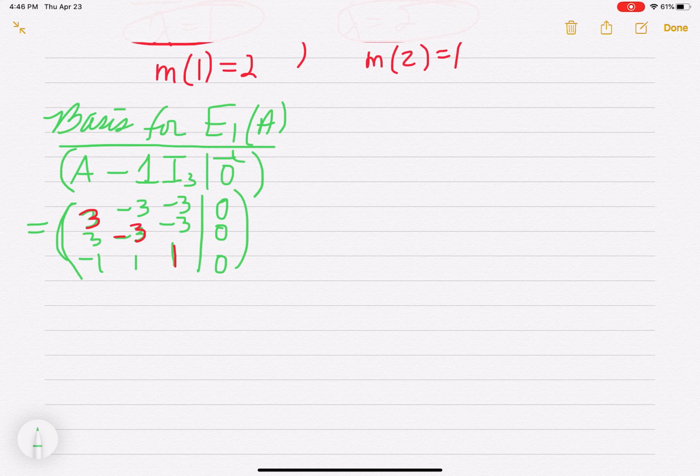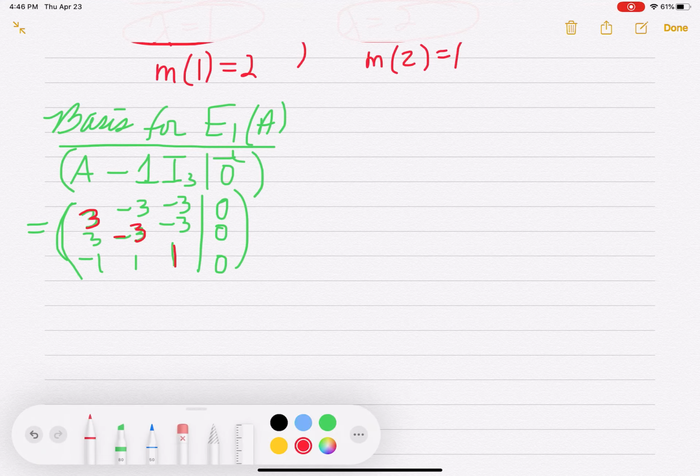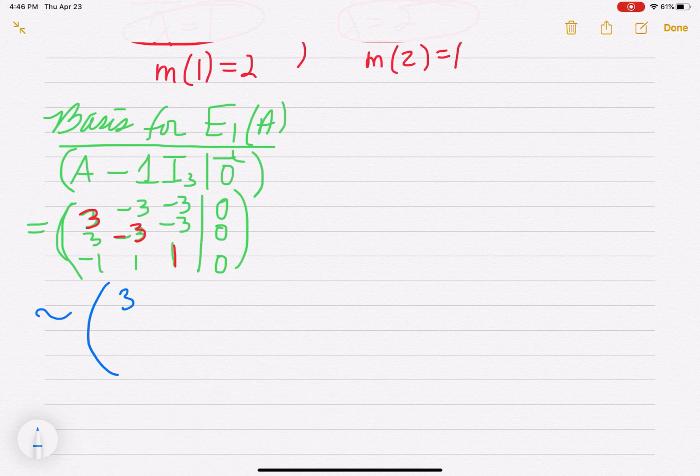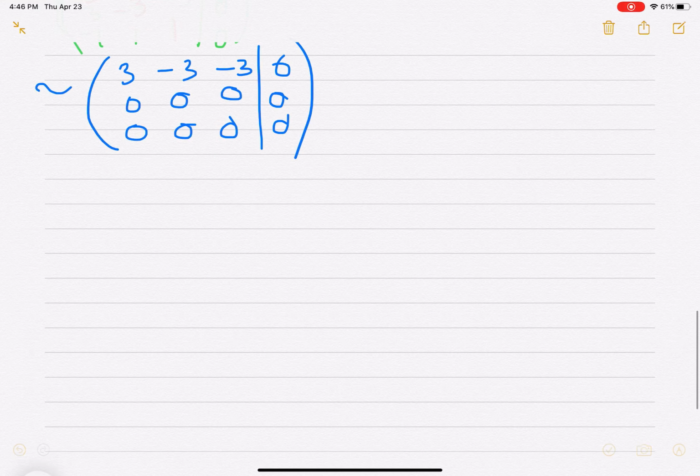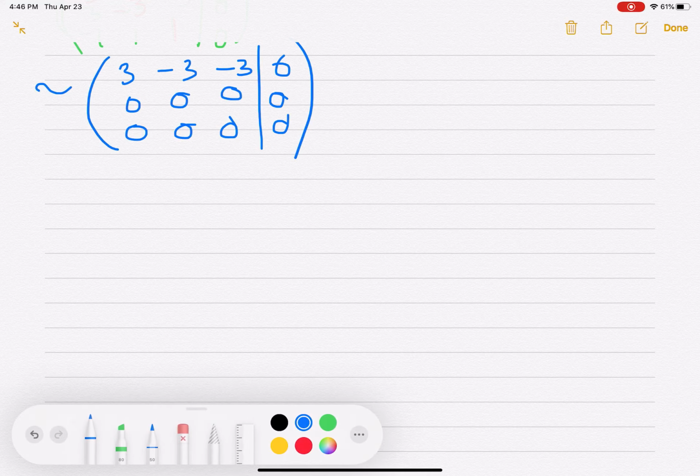You multiply row 1 by negative 1 and add it to row 2, and it cancels out row 2. You get zeros. And you multiply row 3 by 3 and add row 3 to that, and you get all zeros there. So this is going to end up being row reducible to 3, negative 3, negative 3, 0, 0, 0, 0, 0, 0, and then you got zeros down the right-hand column. So we want to find a general solution to this.